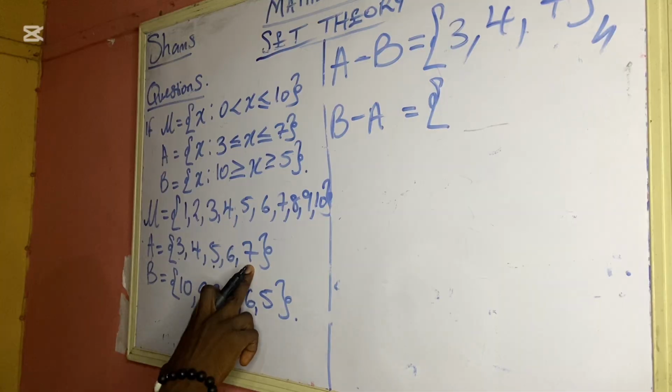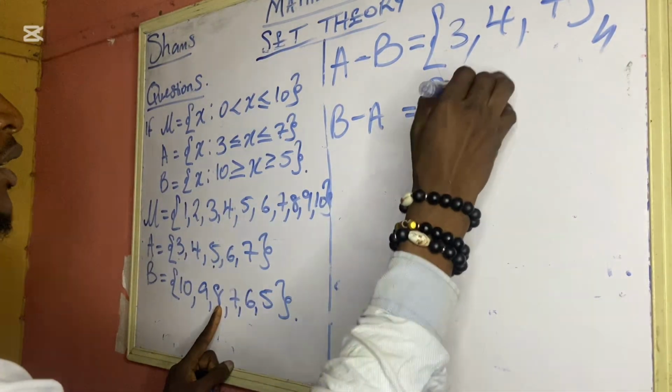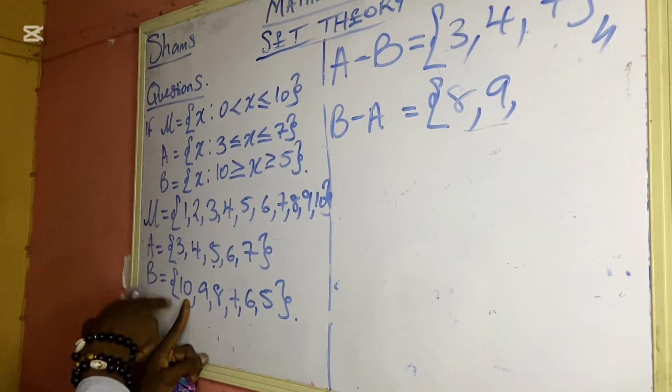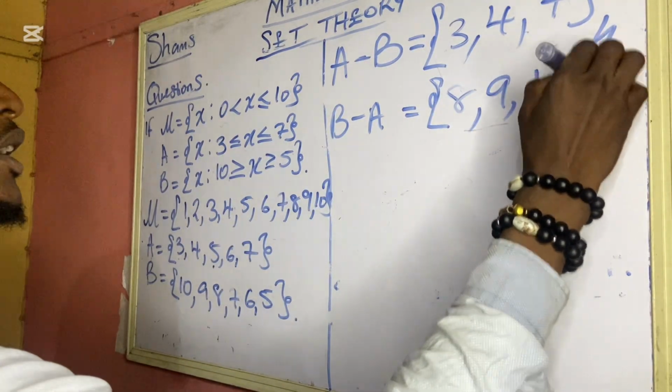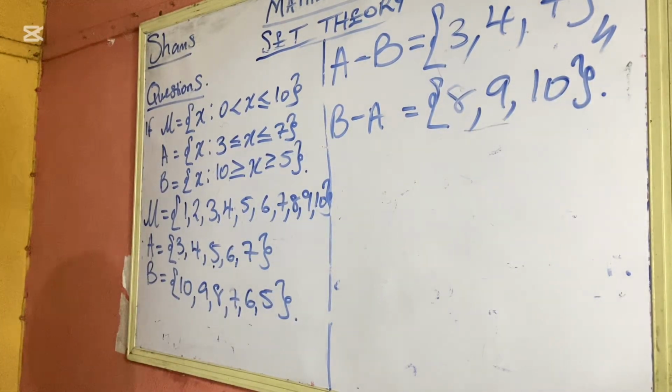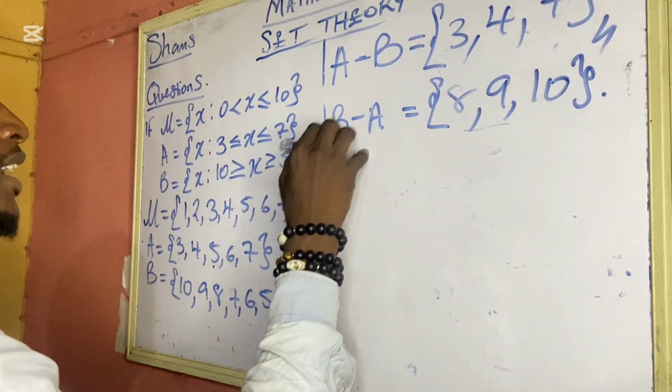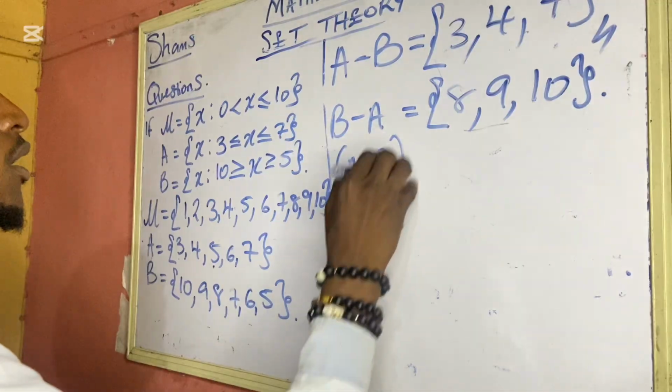We have 8. There is no 8, so 8. We have 9. There is no 9. We have 10. And there is no 10. So B minus A is 8, 9, 10. A minus B is 3, 4, 7. What if they now ask to find A minus B complement?